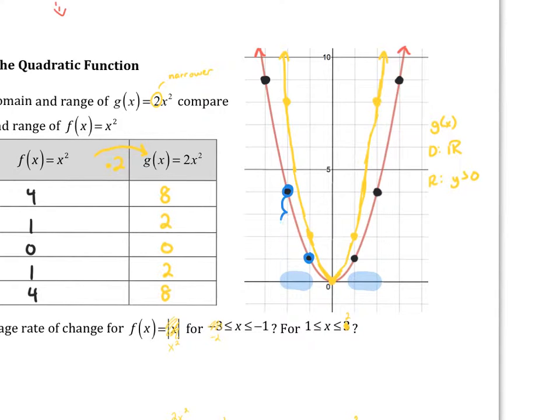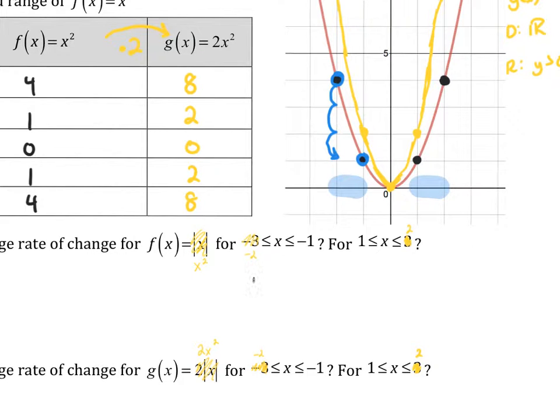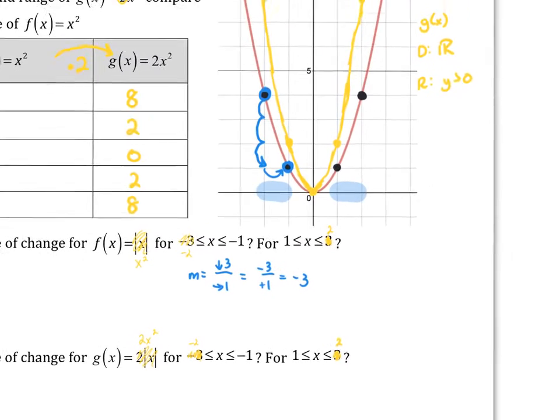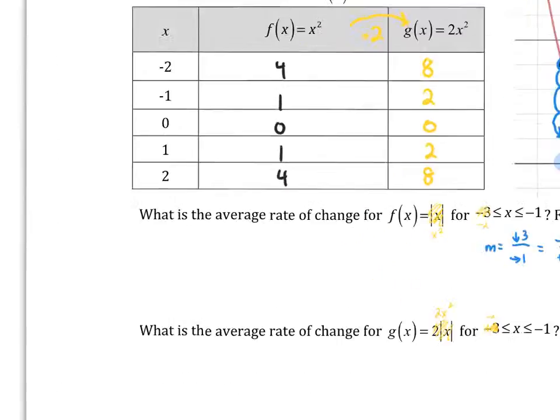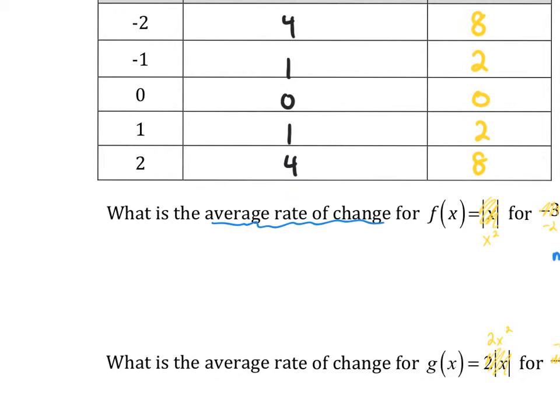So how much up and down do I go? Well, in this case, my slope goes down 3 and right 1. So how does that translate? That translates to negative 3 over positive 1, or simply just negative 3. So there's the slope of this, and it's called the average rate of change. Now, why does it say average rate of change?